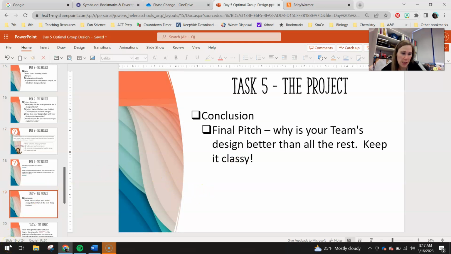The last task I'm going to talk about is task 6, which is the grading rubric. So follow up.